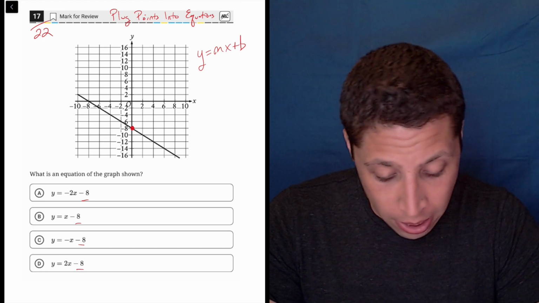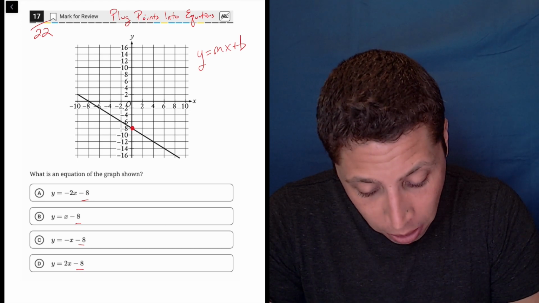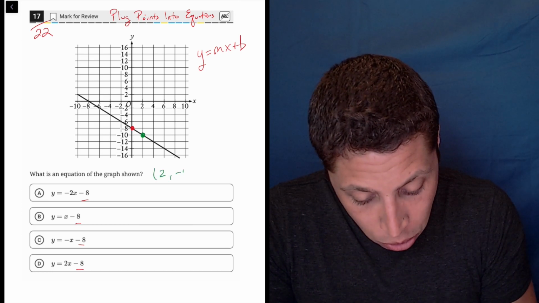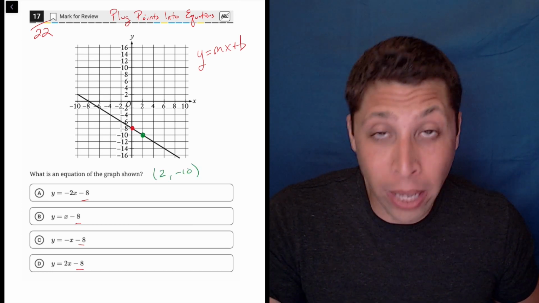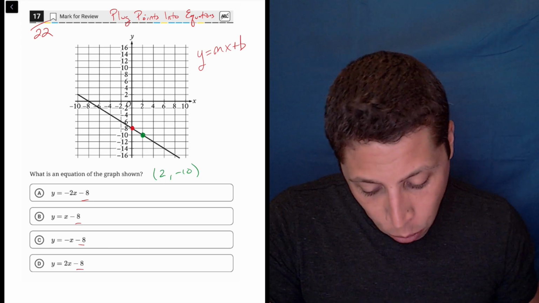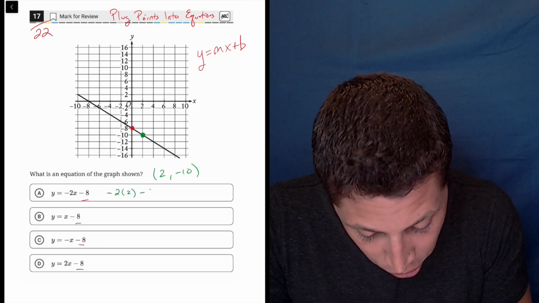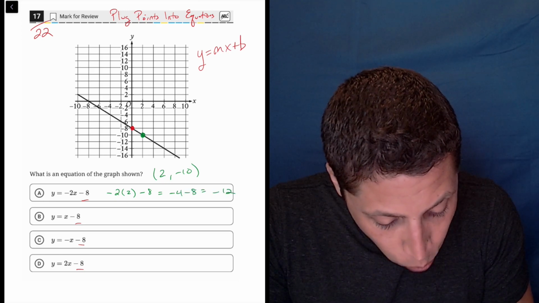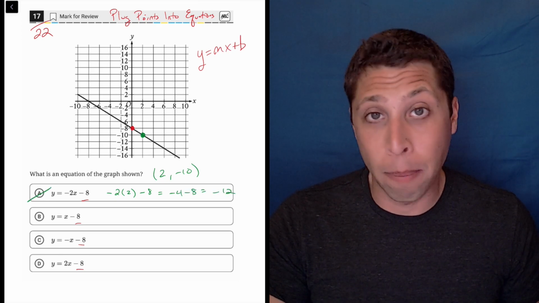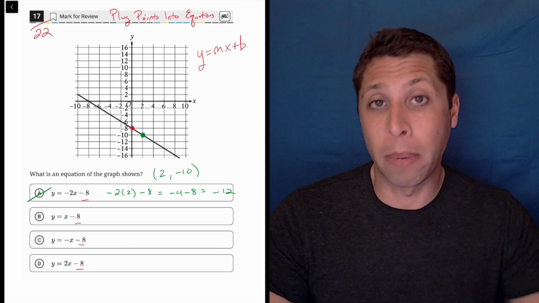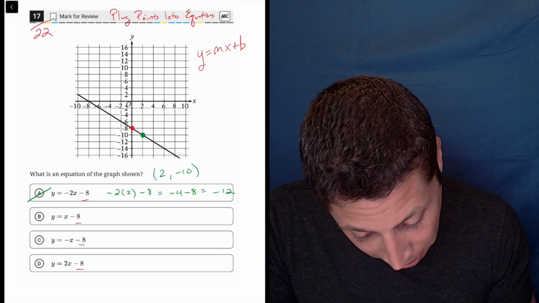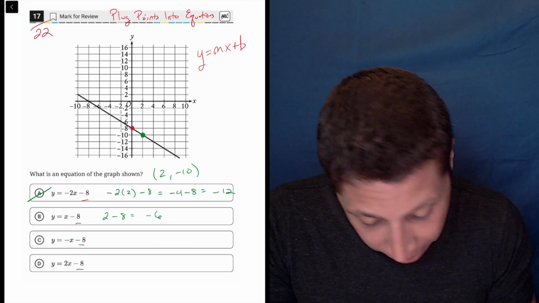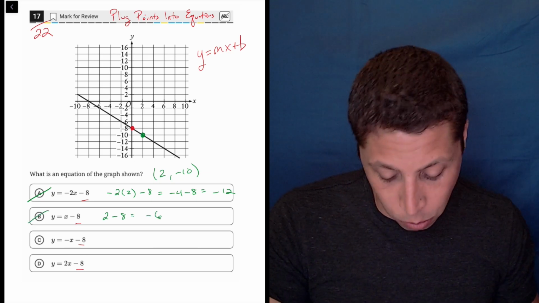So what do you see? I don't know. Let's stick with small numbers here. Let's do this point here. That's 2, -10. So if I plug 2 in, I'm hoping to get -10 out. So -2 times 2 minus 8. Well, that's -4 minus 8, that's -12, not -10, meaning that point does not fit in that equation, but it's supposed to. So if I go to choice B, that's going to be 2 minus 8, well, that's -6, not -10, so that also doesn't work.